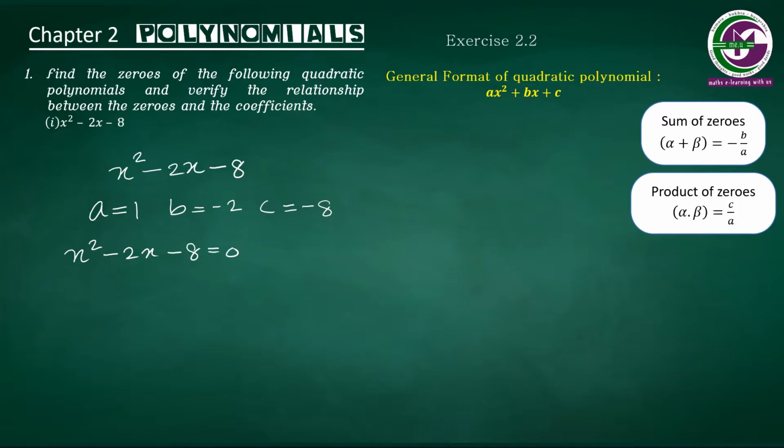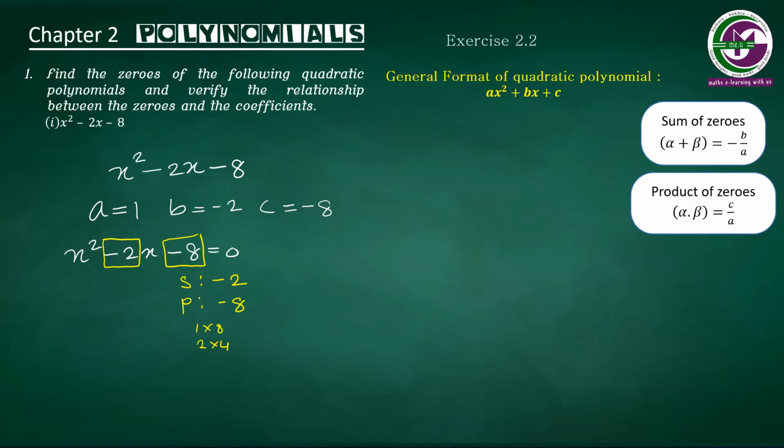Now split the middle term. So we need to find two numbers such that the sum is negative 2 and the product is negative 8. So first we'll identify the values of the product. Product is 8. If product is 8, the possibilities are 1 times 8 and 2 times 4. So the product can be negative if and only if one of the numbers is negative, either 2 negative or 4 negative.